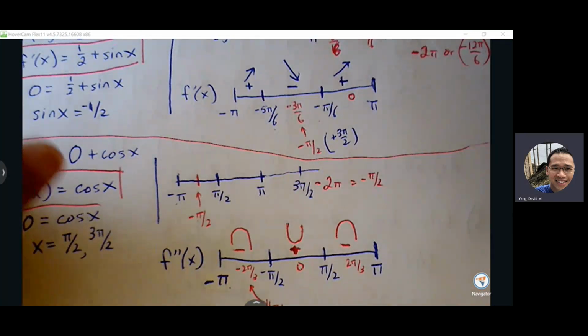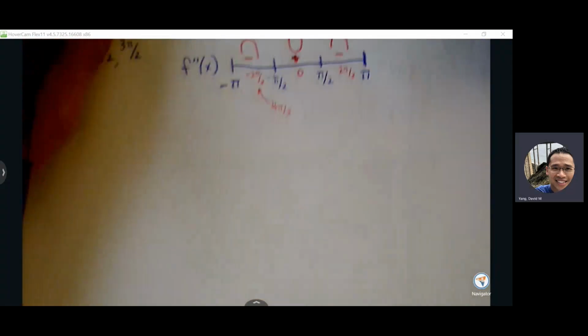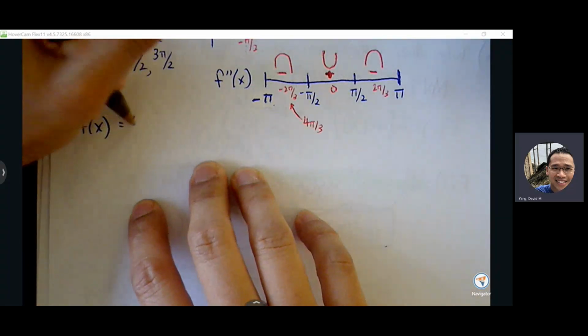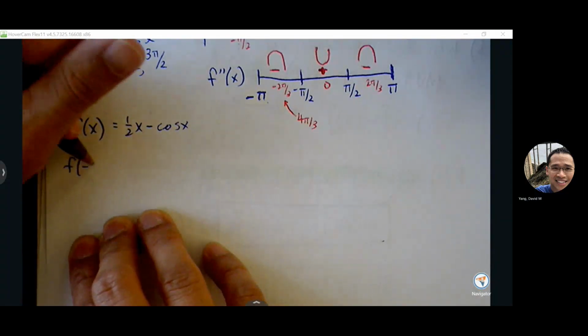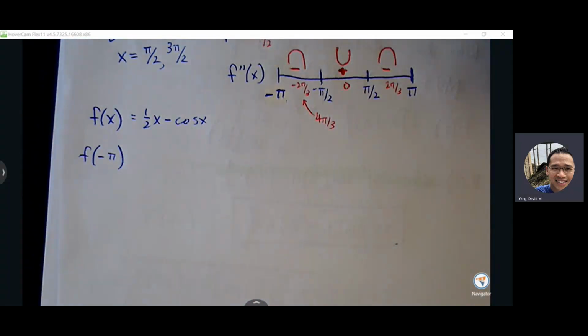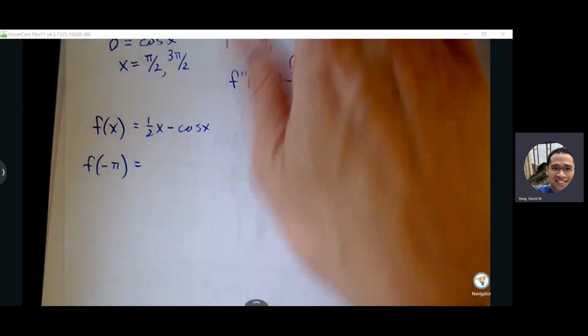Okay, so here's my original function. I'm going to write that down here again, just to have easy access. So this is half x minus cosine x. Okay, plug in negative pi. Now, we're going to treat pi like 3, and I'll give that indication on the test as well. Without a calculator, the best we can do is estimation. So we just find the closest whole number and then make our best estimation from there.